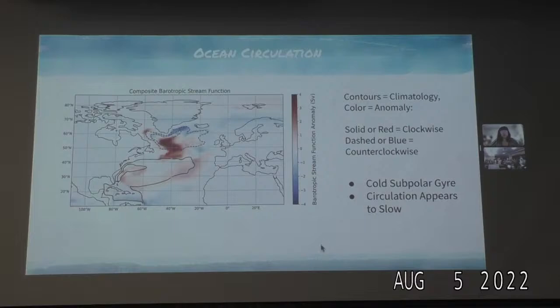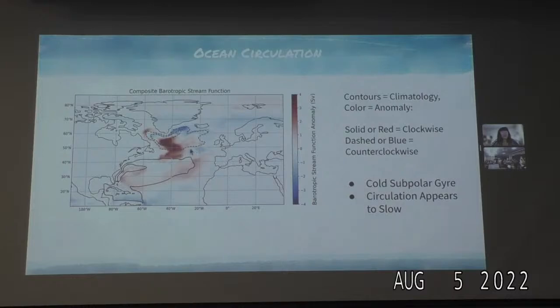So one of the other variables that we looked at is ocean circulation. Specifically here, we're looking at the barotropic stream function. This can be thought of as this plot. The easiest way to think of it is the rotation of the subpolar gyre.